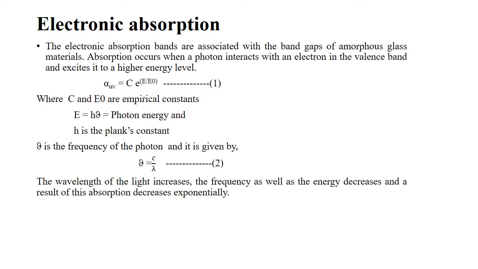First, electronic absorption in the ultraviolet region. The electronic absorption bands are associated with the band gaps of amorphous glass materials. Absorption occurs when a photon interacts with an electron in the valence band and excites it to a higher energy level, that is, alpha UV is equal to C e to the power E by E naught, where C and E naught are empirical constants, and E is equal to h nu, that is the photon energy, and h is Planck's constant.